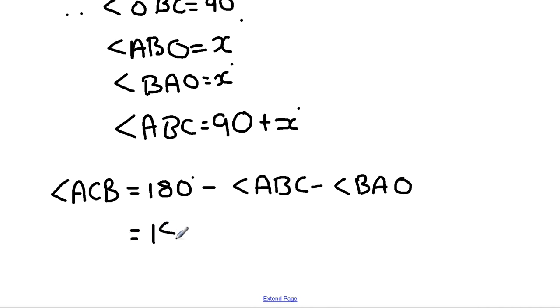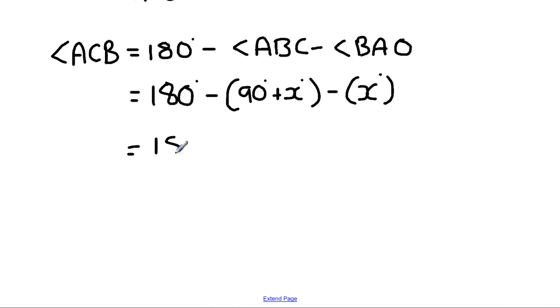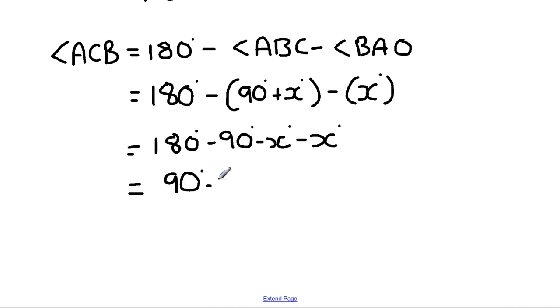So 180 degrees minus angle ABC. ABC is equal to 90 degrees plus x degrees. So let's put that in brackets over here: 90 degrees plus x degrees, close brackets. Also minus x degrees. I'm going to expand the brackets. 180 degrees minus 90 degrees minus x degrees minus x degrees. Simplify it further. So you have 90 degrees minus 2x.